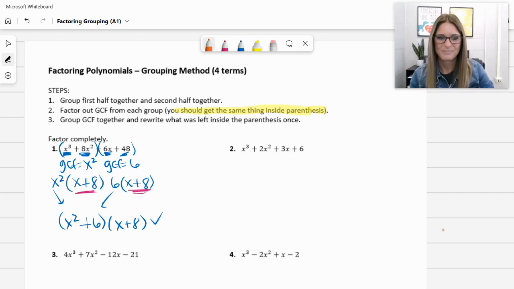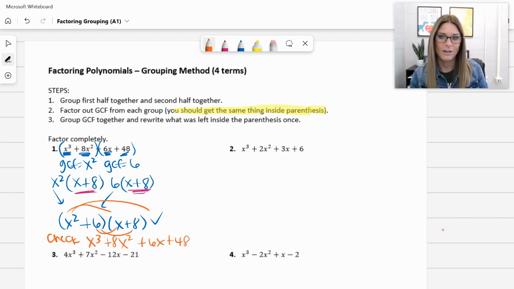Let's check it. So how would we check this? We're going to multiply it all back together. So I'm going to use FOIL. I'm going to do first, x squared times x is x cubed. I'm going to do outer, x squared times 8 is 8x squared. Inner is going to give me a 6x, and last is going to give me a 48.